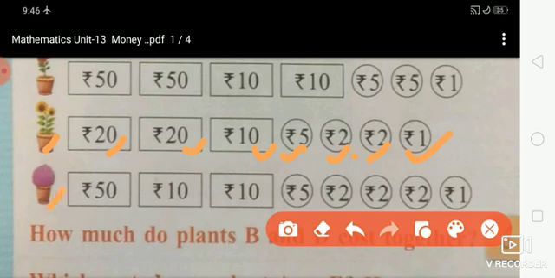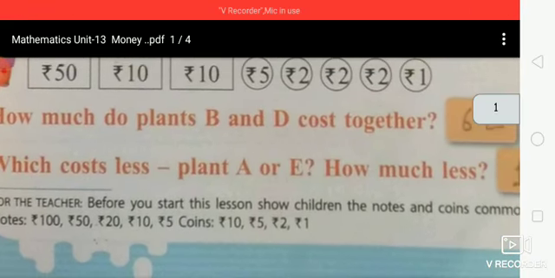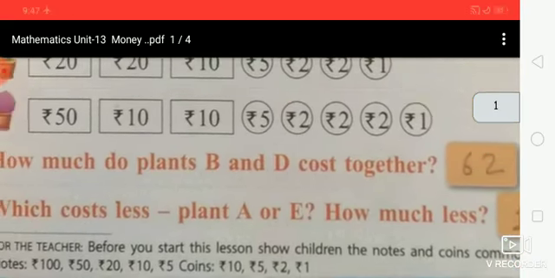Now next, marigold. 50 rupees note, 10 rupees note, 10 rupees note. After that the circle: 5 rupees coin, 2 rupees coin, 2 rupees coin, 2 rupees coin and 1 rupee coin. Is that clear?